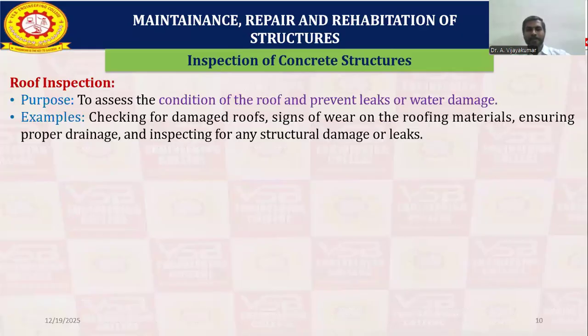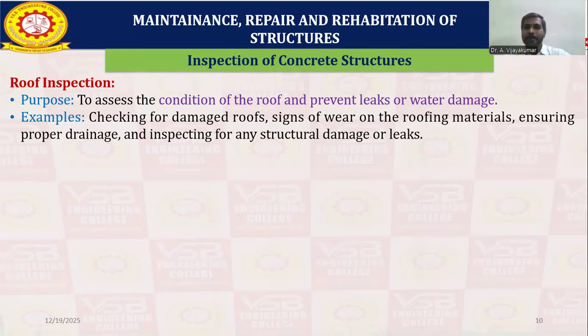So, roof inspection. Of course, from a civil engineering point of view, the roof is very, very important. It is one of the structures where we assess the condition of the roof and prevent leakage or water damage. The roof is the topmost layer, whether flat or sloped. If small cracks come, water may penetrate into the surface, and when water enters the roof surface, there is a chance of corrosion of the reinforcement. So before that, we should avoid water damage or leakages.